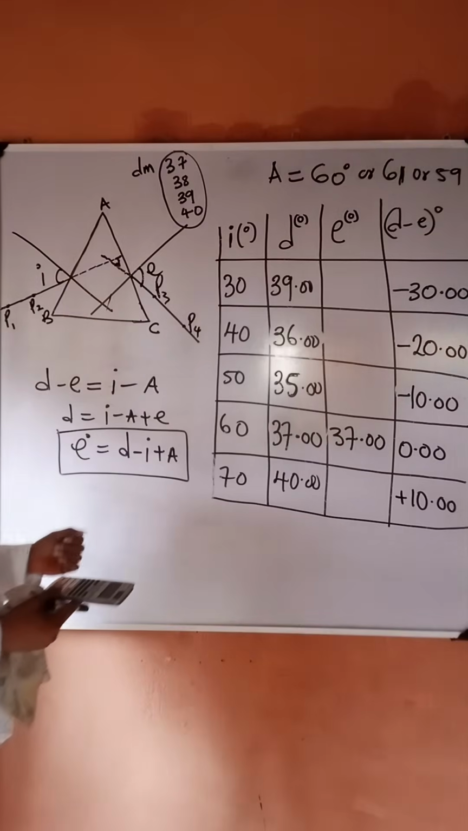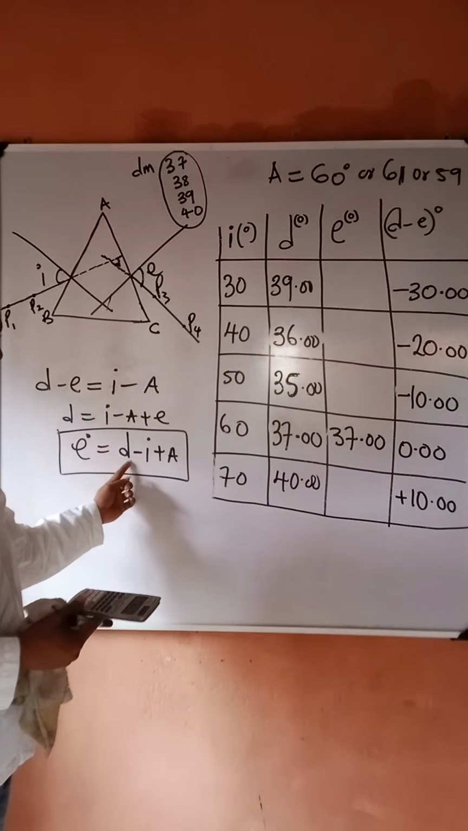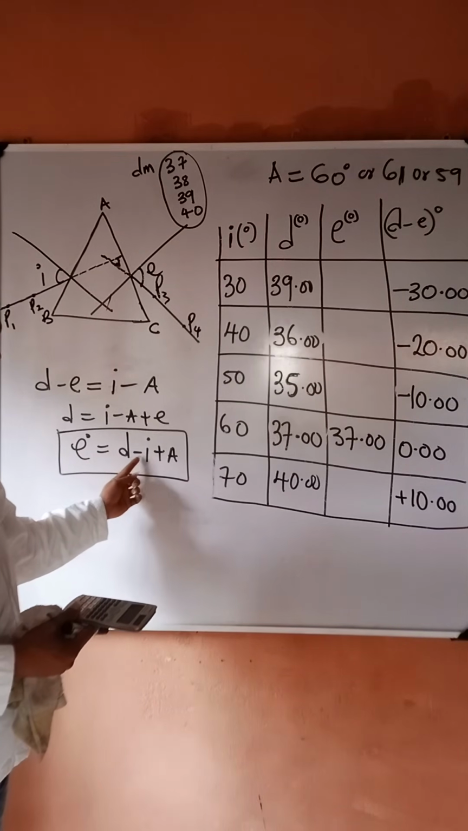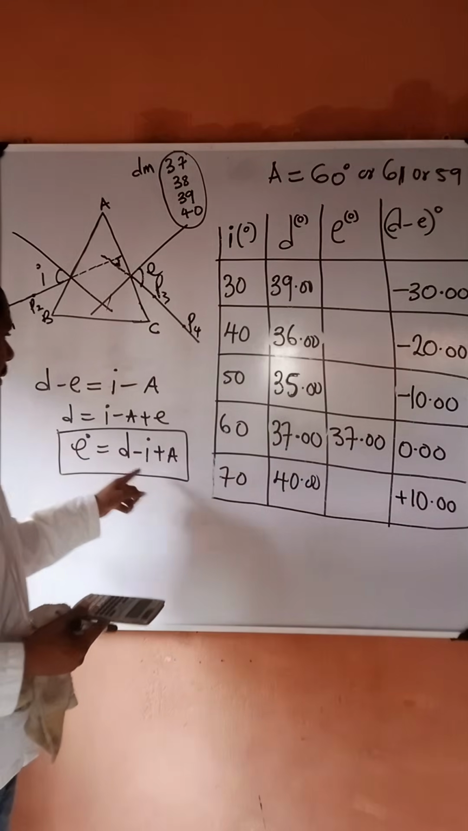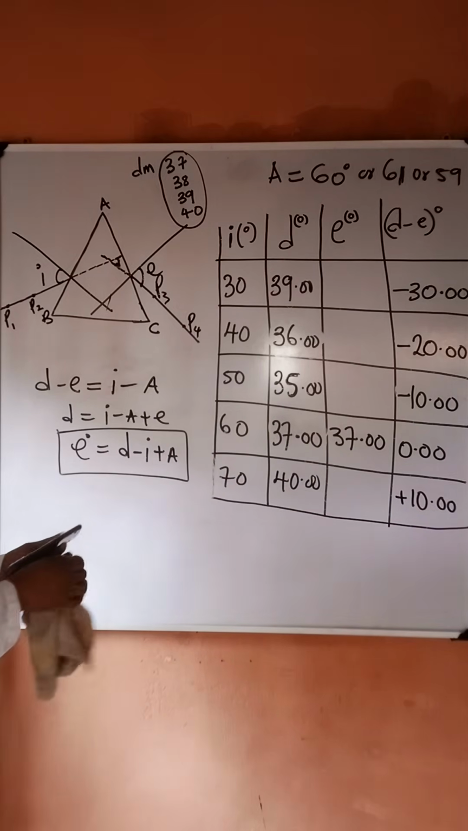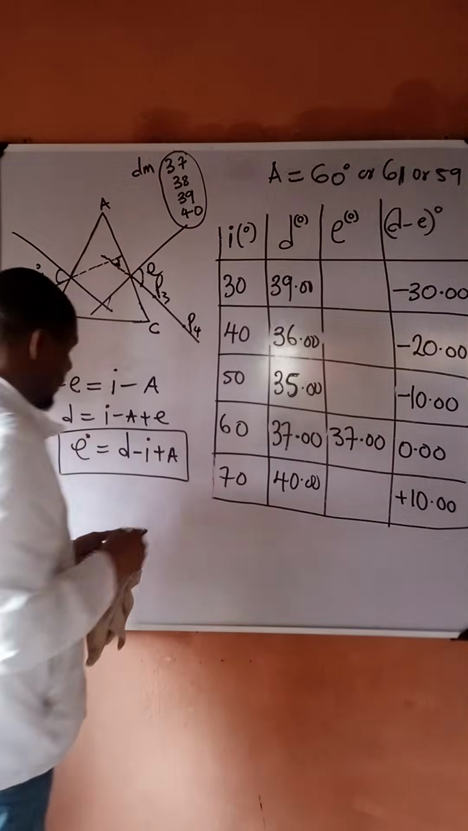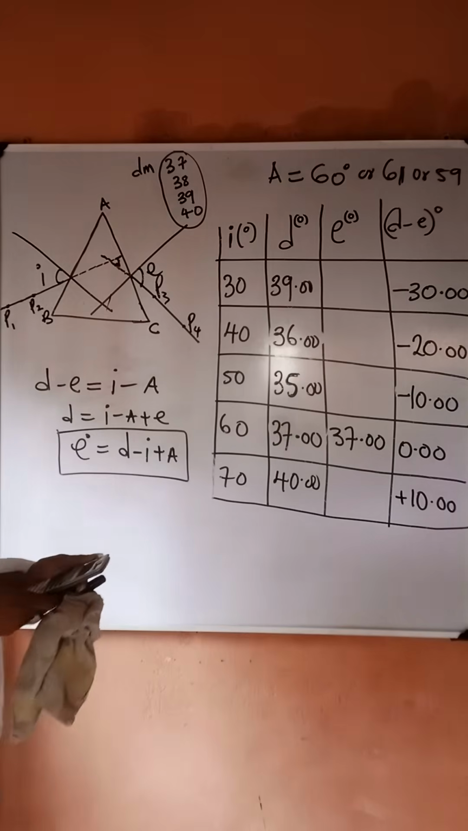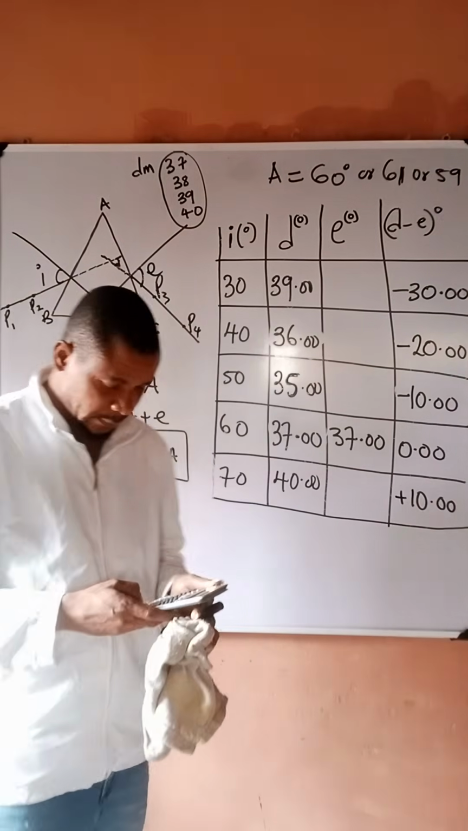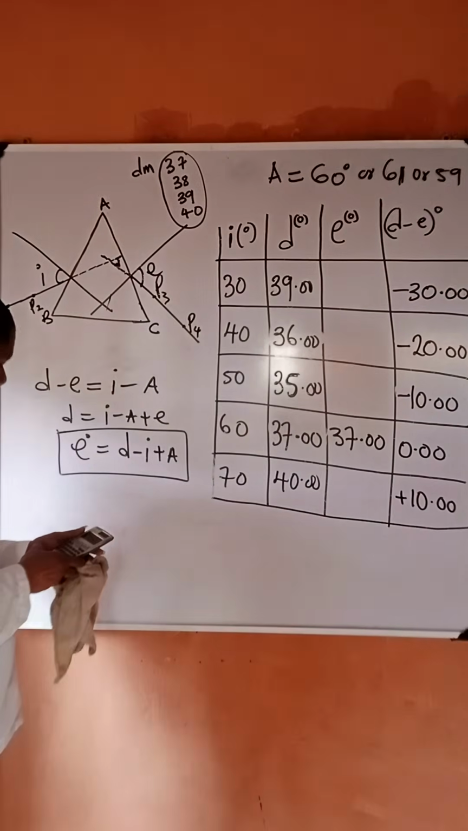Like if you look at this value now, this is 37 minus what? I. 37 minus 60 plus 60 will give us this. 37, I have my calculator here. 37 minus 60, right?